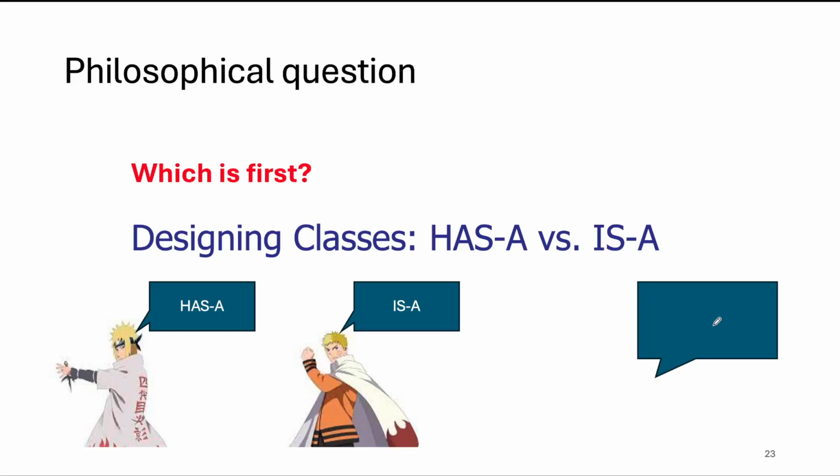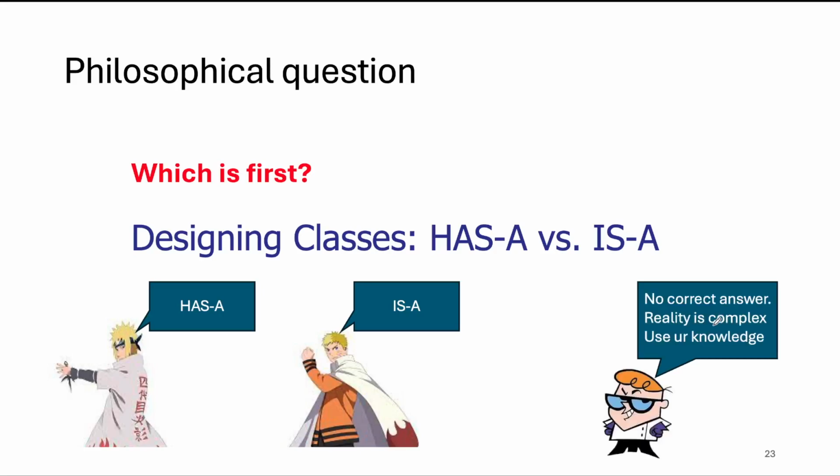And some others say that "is-a" is the better one. But the thing is, there is no correct solution to start your project. The real world is very complex. So please use your knowledge and programming skills to dynamically choose which one to solve first, the "has-a" or the "is-a" problem. Later you can try to continue.